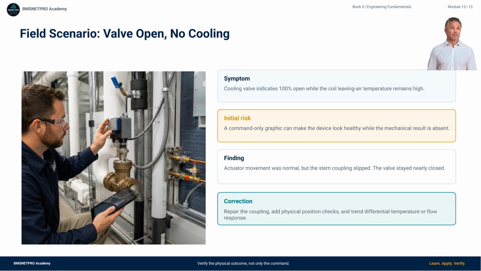Here's a practical field case. A cooling valve showed 100% open, but the coil leaving air temperature stayed high. If the team trusted only the BAS graphic, they might have changed the sequence or blamed chilled water temperature. Field inspection showed the actuator moved, but the stem coupling had slipped. The valve remained nearly closed. The lesson is that actuator motion is not the same as valve stem motion, and valve position is not the same as delivered cooling. Verify the boundary where the result first stops matching the expectation.